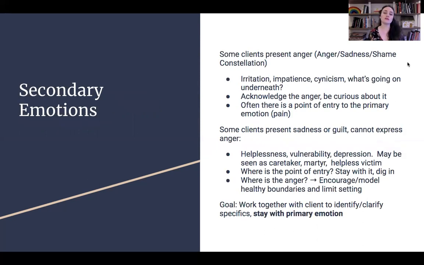So we want to be mindful of secondary emotions. Some of our clients will come to us angry, and that can be really uncomfortable for us as therapists to sit with anger. But it's important to remember that there's something behind the anger. And so we want to acknowledge the anger, be curious about it, and we're looking for one of those points of entry to the primary emotion of pain.